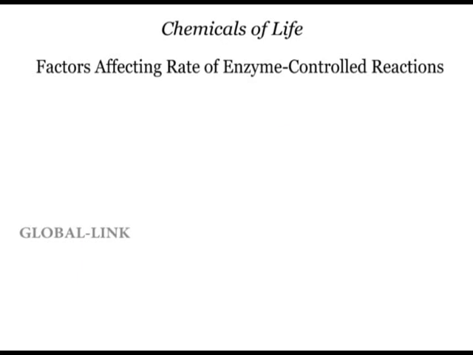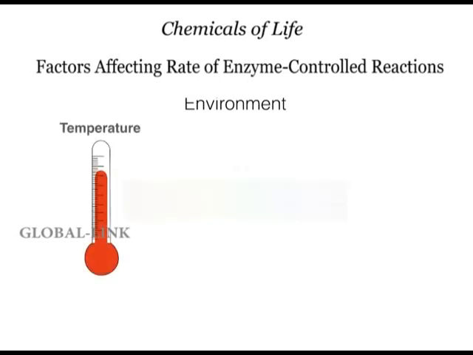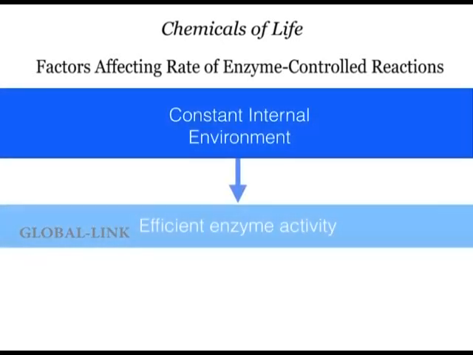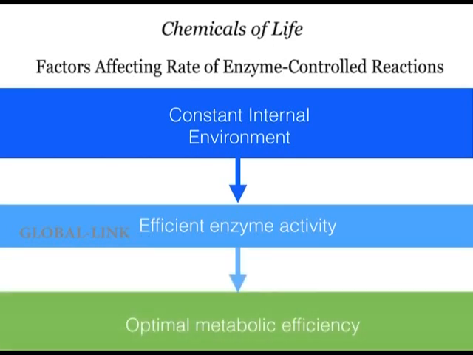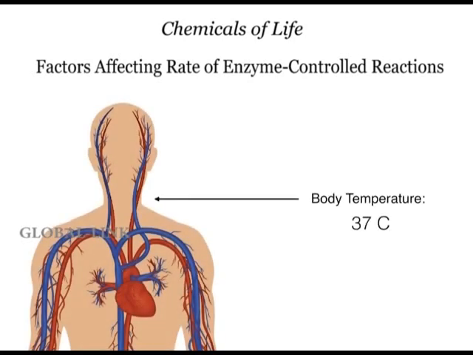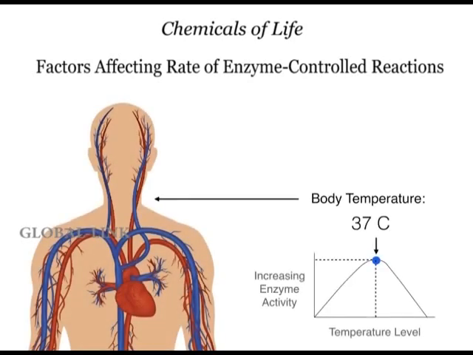So overall, you will realize that it is important to maintain a constant internal body environment, particularly temperature and pH levels, in order to allow enzymes to work efficiently. It is good to know that a constant internal environment leads to efficient enzyme activity, which results in optimal metabolic efficiency. This is why our body temperature is always at a range of 37 degrees Celsius. That temperature is a perfect balance for efficient enzyme activity.